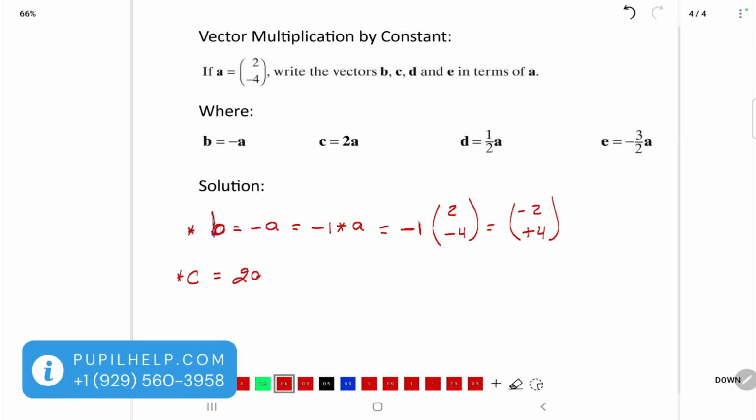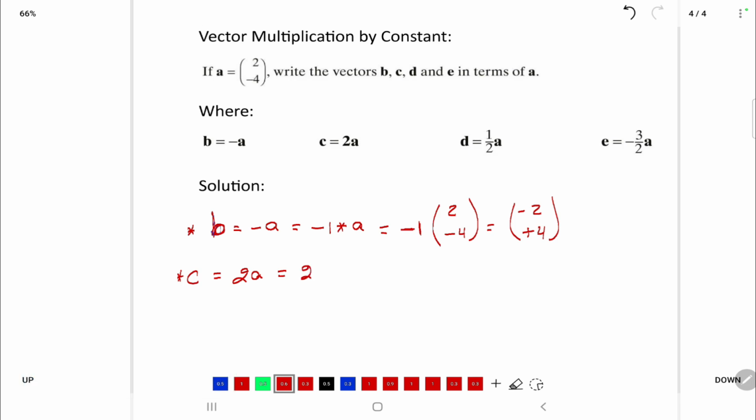Now C. C equals 2A. That means I'll multiply A by 2. So it will be simply like this: 2 multiplied by 2 and 2 multiplied by minus 4. 2 by 2 is 4. 2 by minus 4 is minus 8.